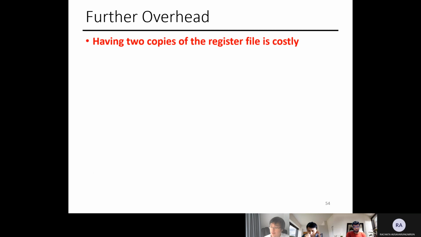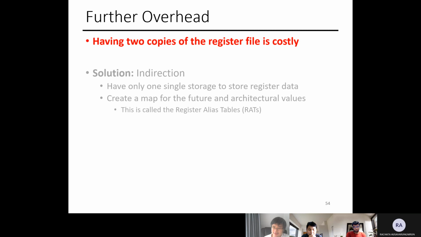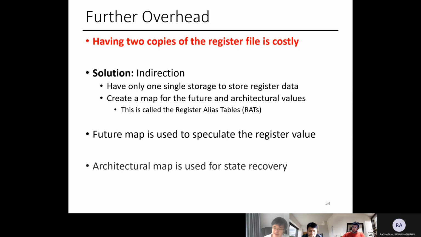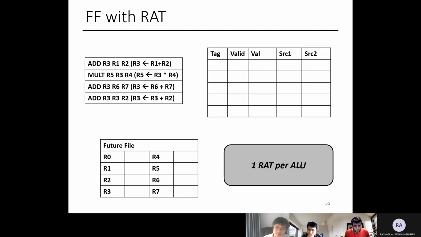But having two versions of the register file is costly. We can use indirection for that. We'll also talk about how we do this in the next lecture. So in this case, we have a future map that you use to speculate register values and use architectural map for state recovery. Because the goal here is, when an exception happens, you need to recover. When no exception happens, we want to be as aggressive as possible. Go run as fast as possible if everything is not causing exceptions. So that's the deal, right? And then that is done through what we call register aliasing table. Again, we will talk about this in the example next lecture.